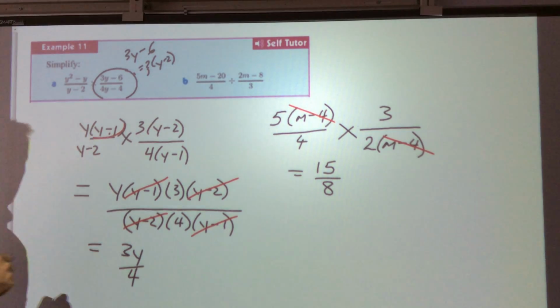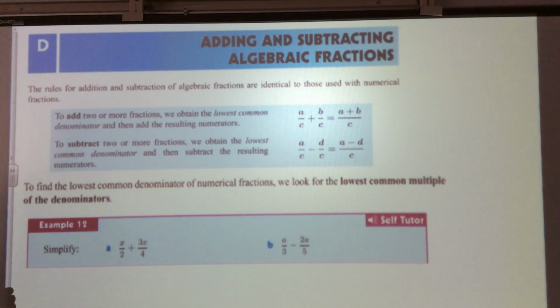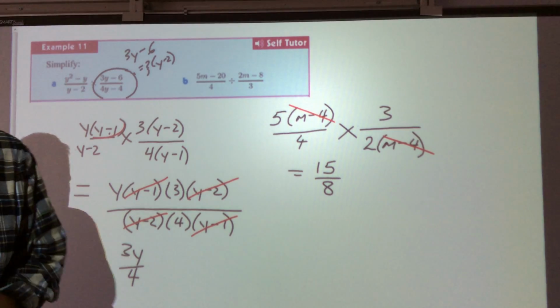And does it get harder in this section? Nope. Perfect. That's it for section C.